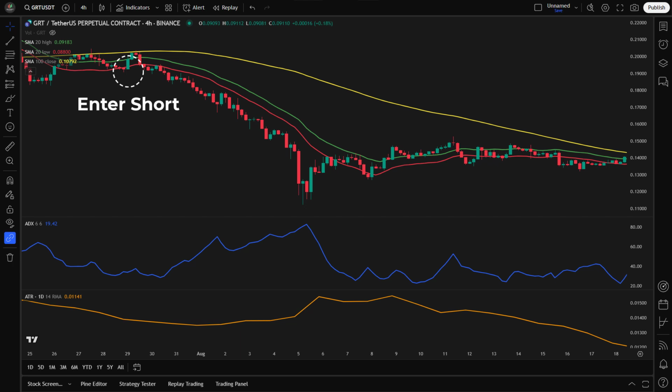We don't exit immediately when the price crosses above the 20-high SMA. This could result in premature exits. Instead, we wait for additional confirmation by combining it with the ATR multiplied by 0.7 before closing the position. This helps us ride strong trends while avoiding false exits and noise in the market.